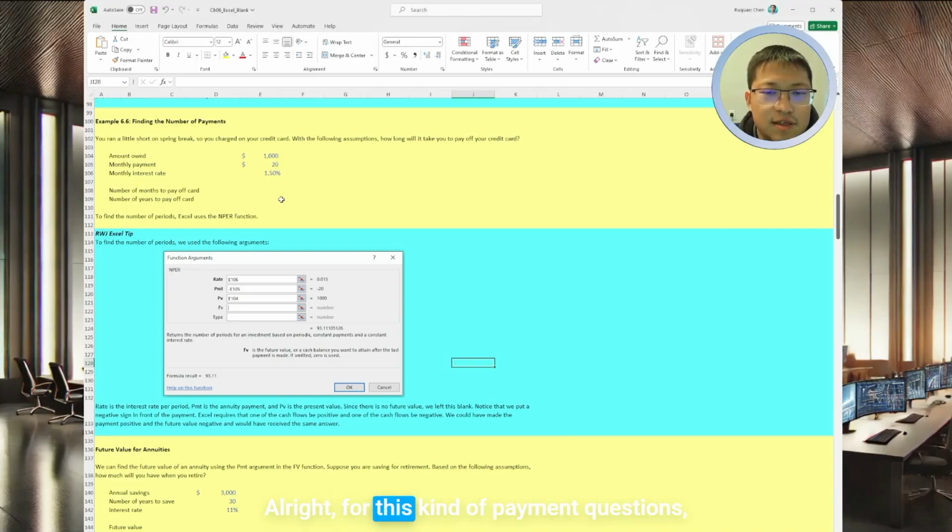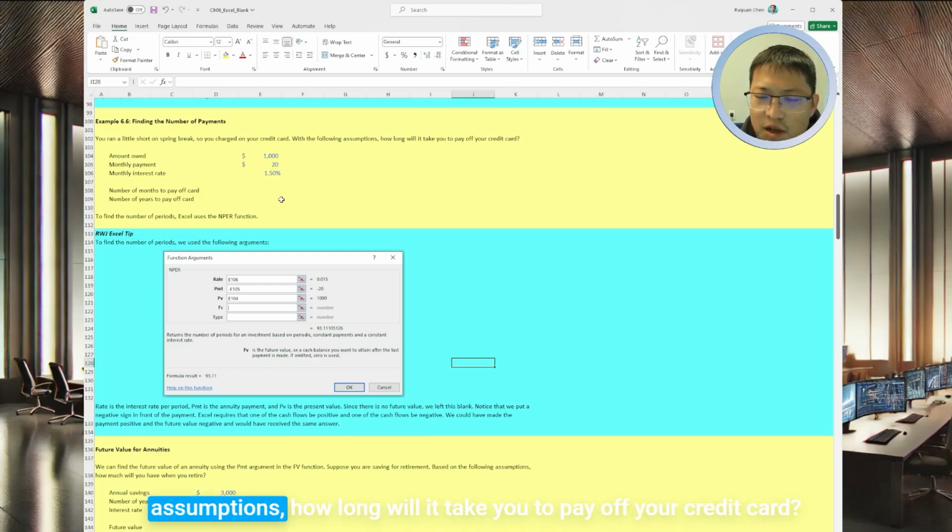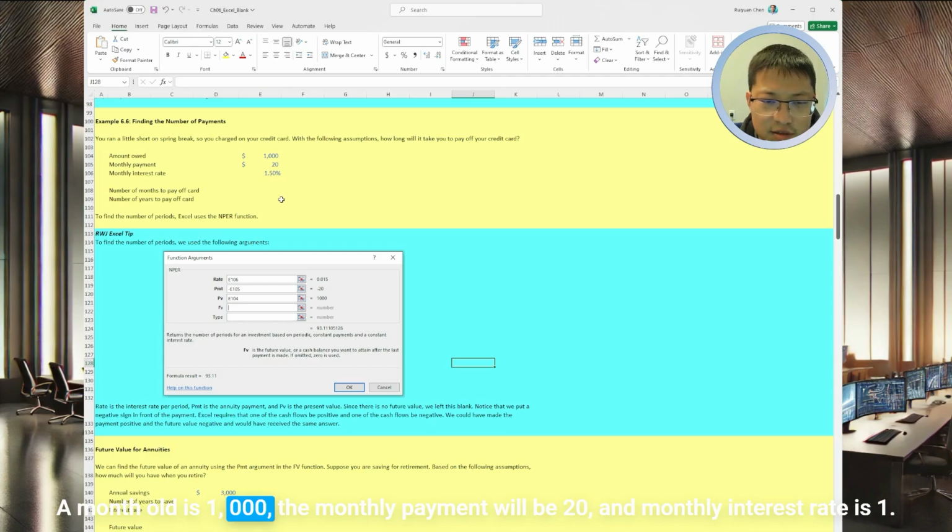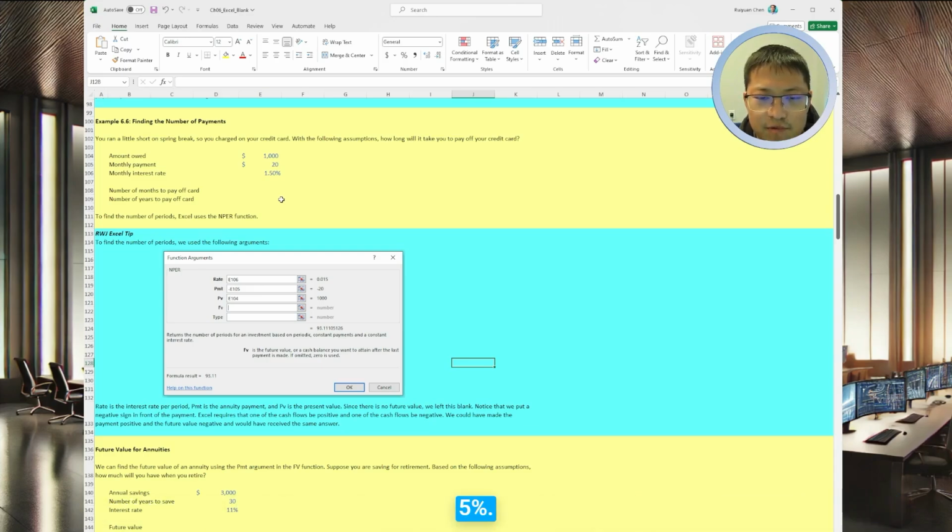All right. For this kind of payments question, we also want to find the number of payments. So suppose you're running a little short on spring break, so you charged on your credit card with the following assumptions. How long will it take you to pay off your credit card? Amount owed is $1,000. The monthly payment will be $20, and the monthly interest rate is 1.5%.